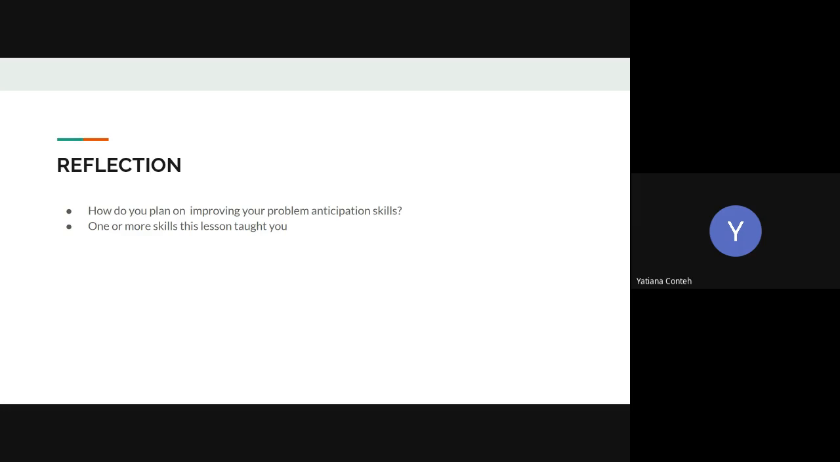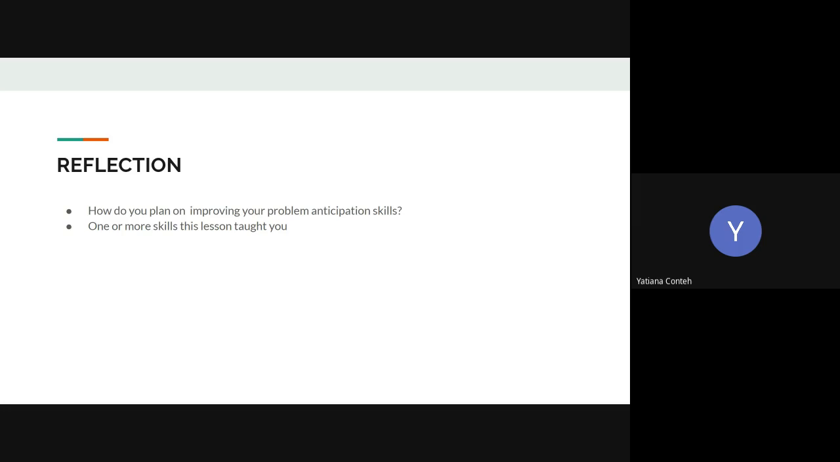How do you plan on improving your problem anticipation skills during your time here at 10 Academy? So it could be attending tutorials, it could be weekly meetings with your peer mentor, it could be just actually doing the work instead of thinking that I have a lot of work to do, but just actually doing it, okay? What do you think you need to work on to improve your problem anticipation skills?